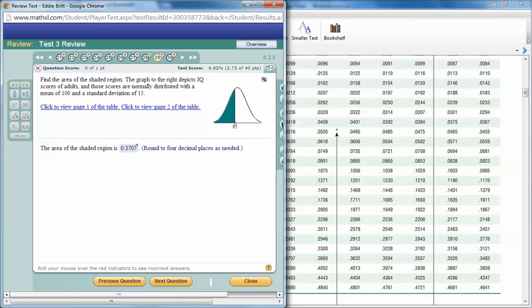So it doesn't tell us what the area is. It doesn't give us a z-score. Oh no. Well, it does give us a value. This is like an x value. This would be an IQ of 95. So we have to figure out a z-score of 95. How in the world would we do that?